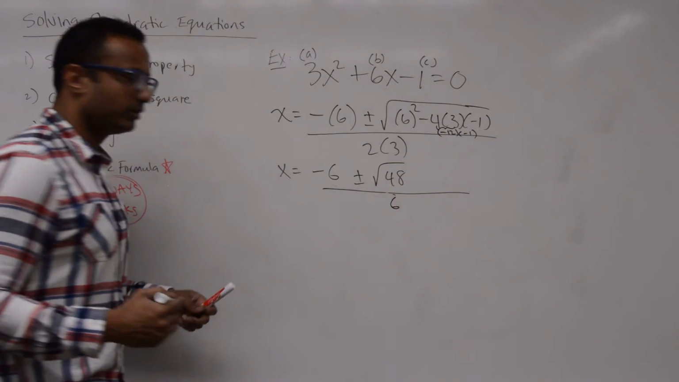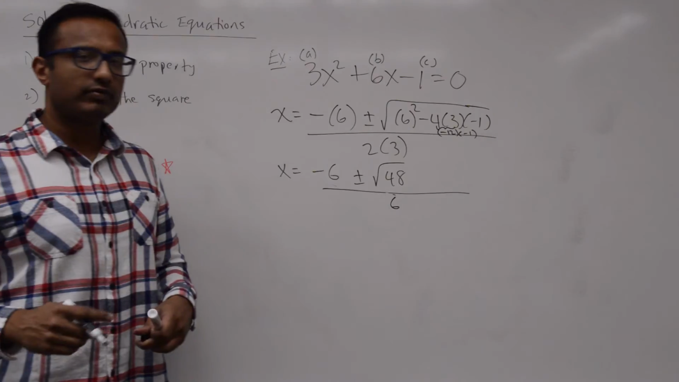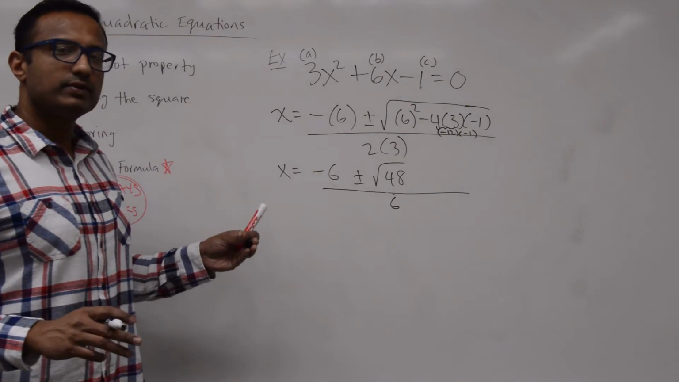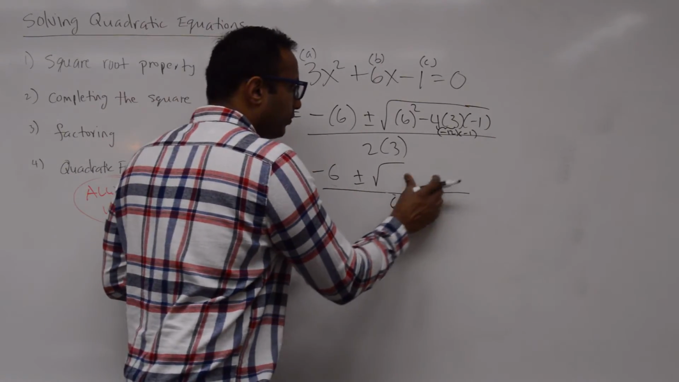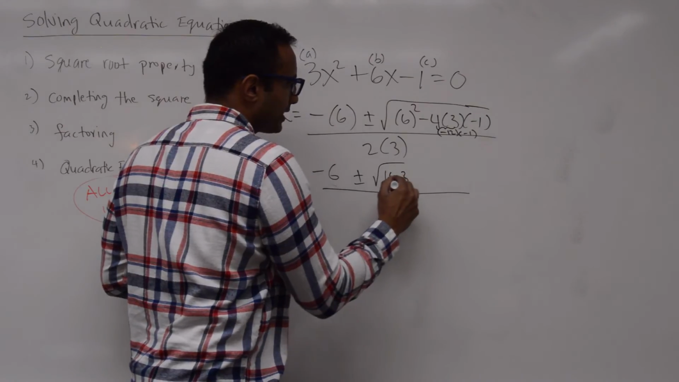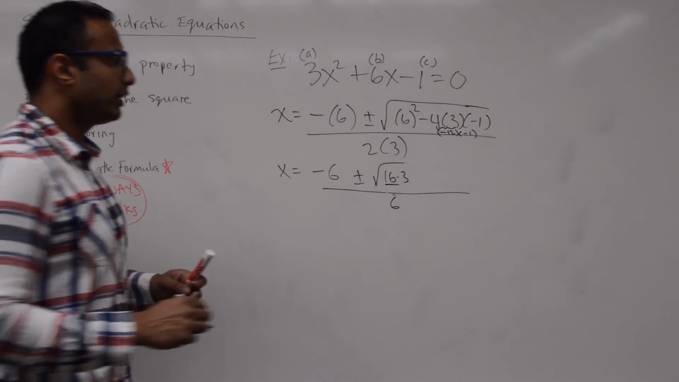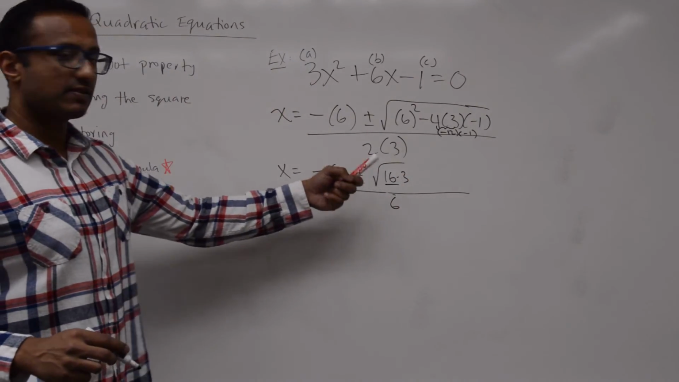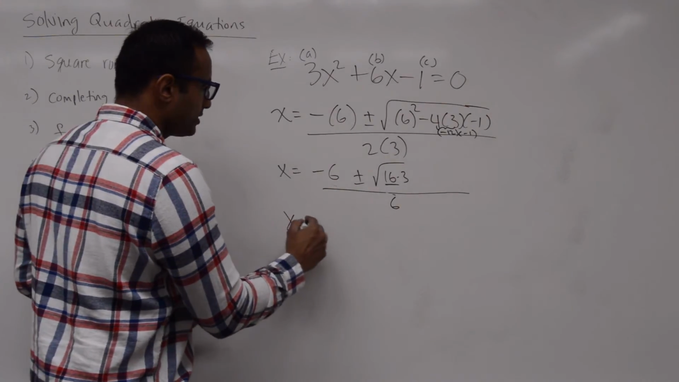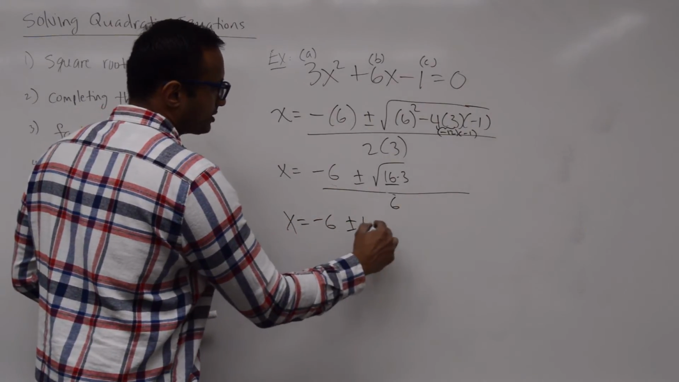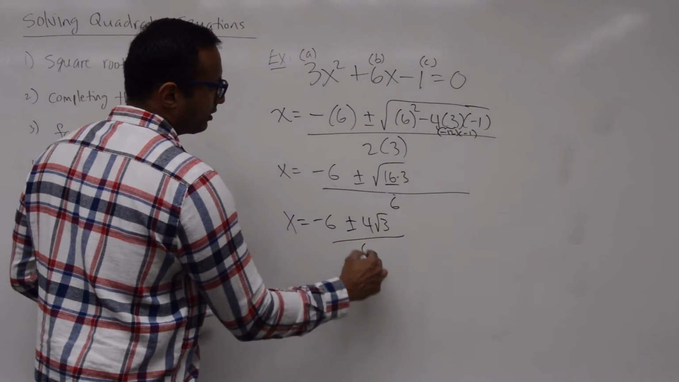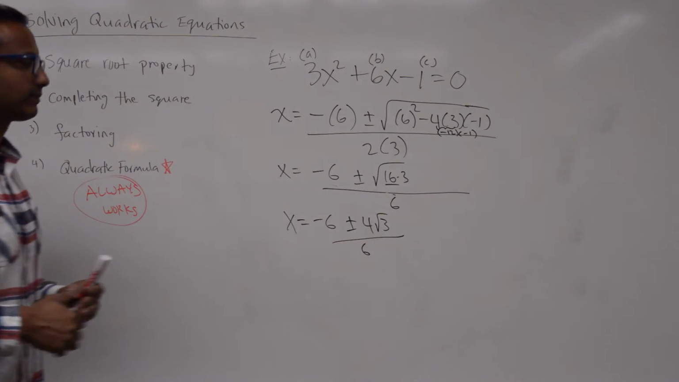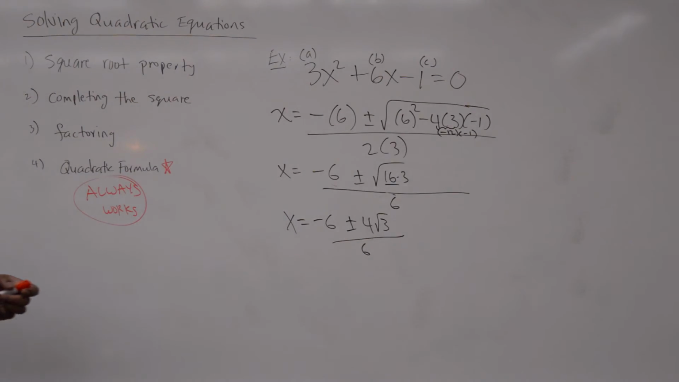So what do you do? Well, you first simplify the square root of 48. Again, there are a lot of ways of doing that. I'm going to write the 48 as 16 times 3 because I know that 16 is a perfect square, and the square root of 16 is 4. So this will give me x equals negative 6 plus or minus 4 rad 3 all over 6. Okay, we got negative 6 plus or minus 4 rad 3 all over 6.